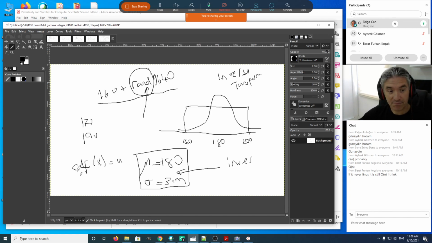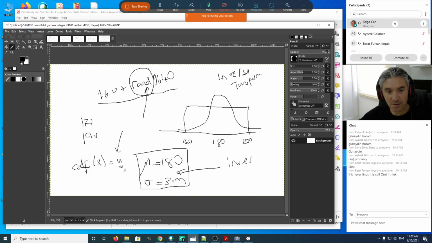CDF of any x, coming from any distribution. The cumulative distribution function gives you the probability that the random variable is less than or equal to this x, and this u will always be between 0 and 1. Now, here's the interesting thing. The theorem says that this u, independent of what this x's distribution is, is always standard uniform.